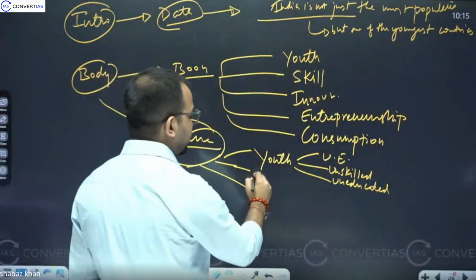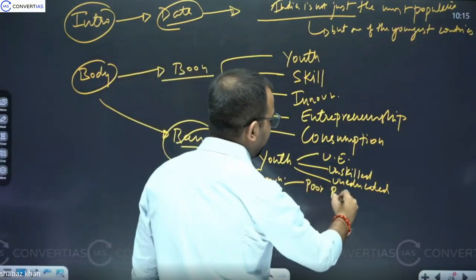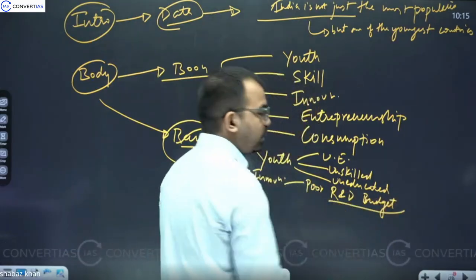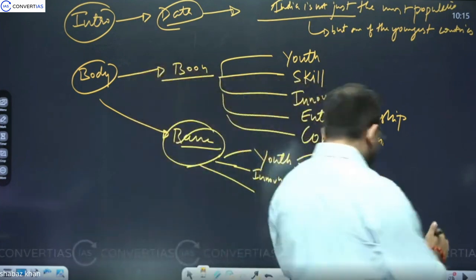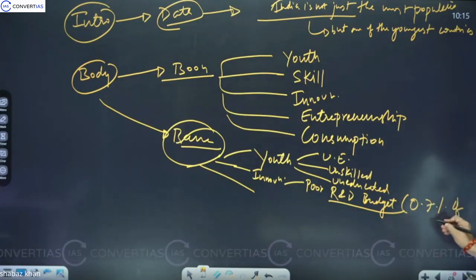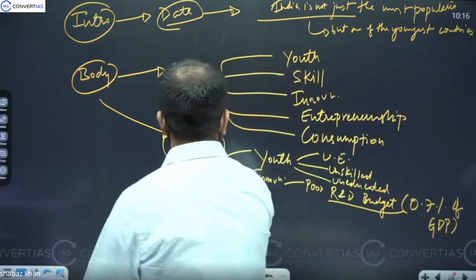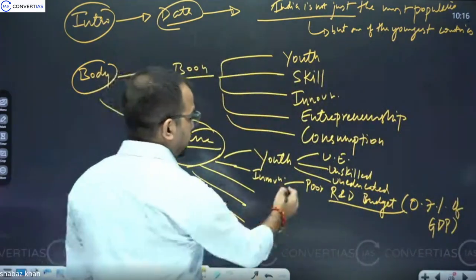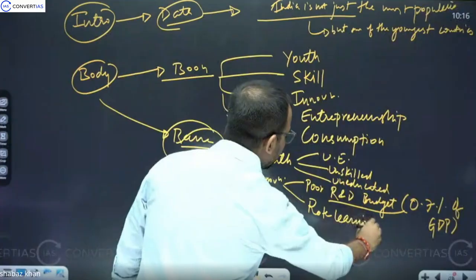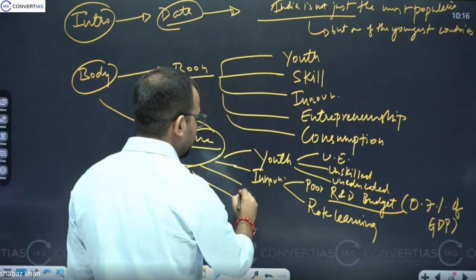Okay. Innovation, poor R&D budget. What is the R&D budget of India? Research and development budget. Nearly 0.6 to 0.7% of GDP. Okay? Innovation is one such issue. Rote learning is the focus. How will we get the innovation? Our focus is on rote learning.